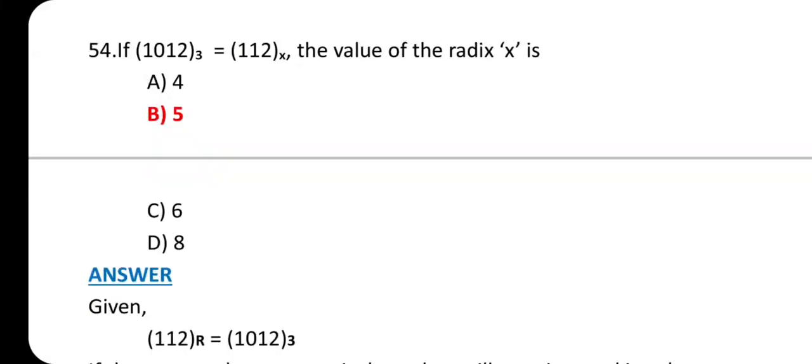Question number 54. If (1012)3 equals (112)x, the value of radix x is, answer is option B, 5. To convert any number which is in a different base to a decimal number system, we use binary weighted representation.